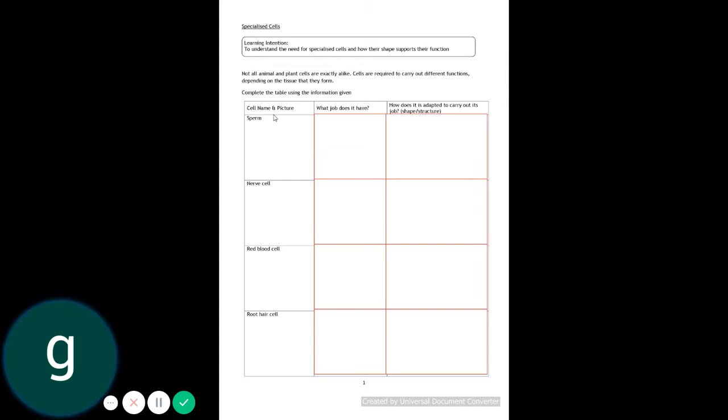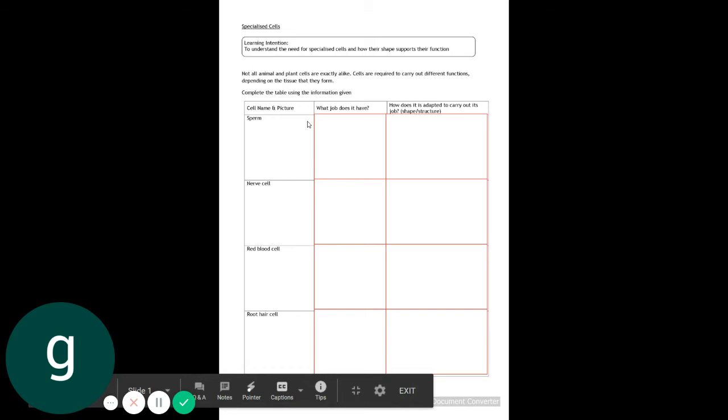So if we think about some very famous examples, we think about the sperm. So the job it has is to get the genetic material from the man to the egg inside the woman. So it's transporting genetic material. How is it adapted to carry out this function? Through its shape or structure.